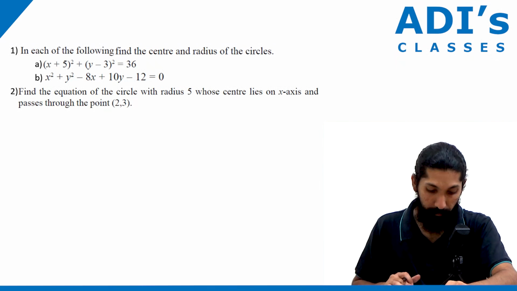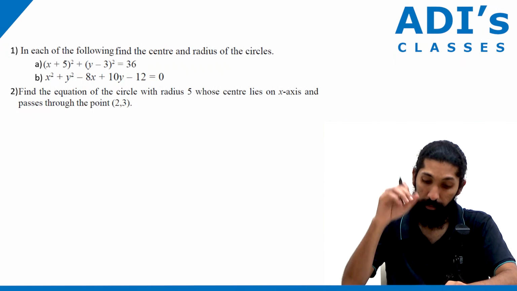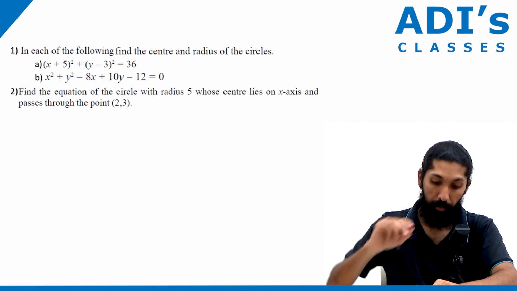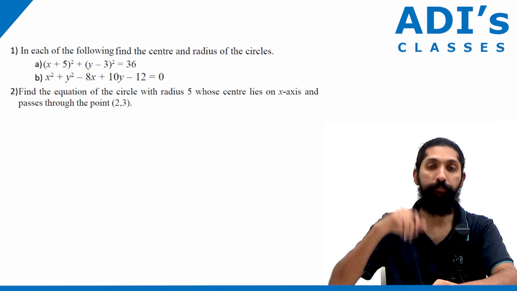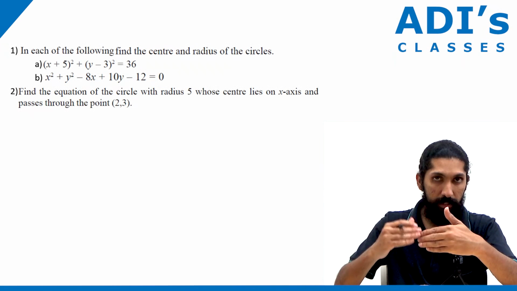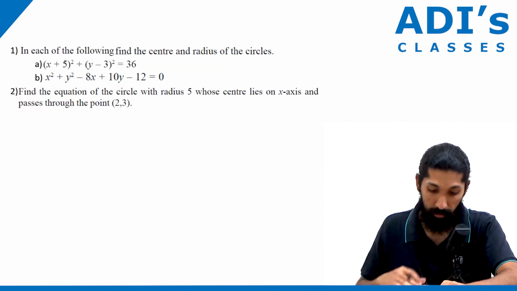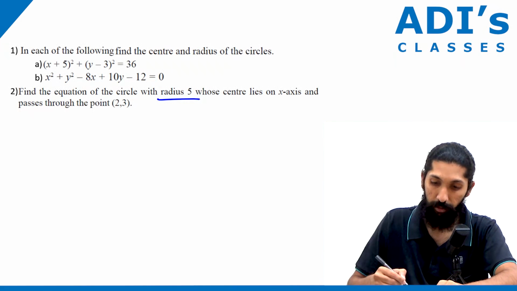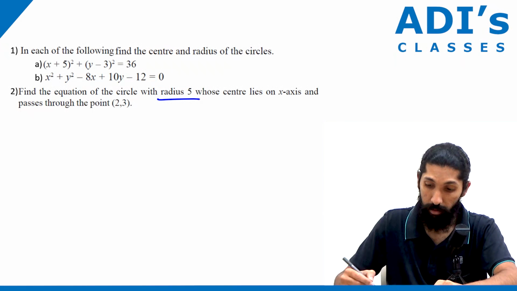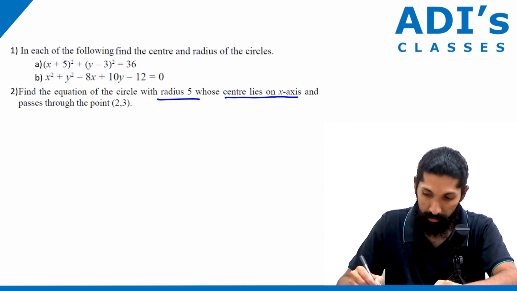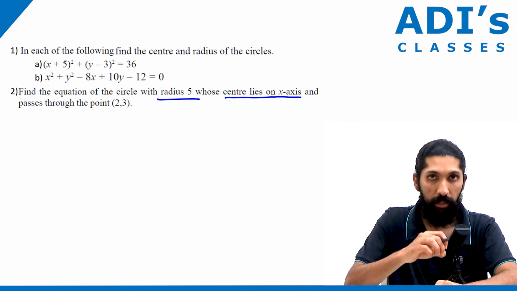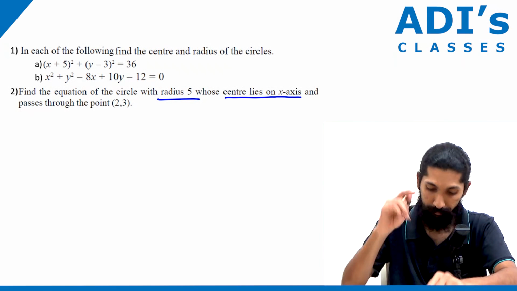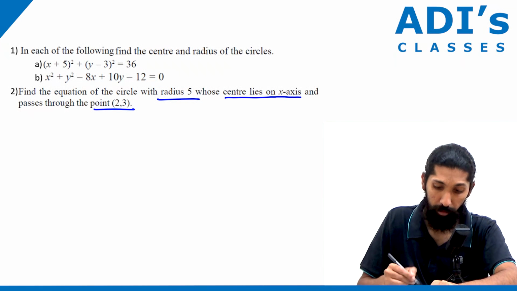Second one: find the equation of a circle with radius 5 whose center lies on the x-axis and passes through the point 2 comma 3. Okay, now let's break the question and go stepwise. Find the equation, let that one be. Radius is 5. The r value is 5. Center lies on the x-axis, so the y coordinate would be 0. Correct? This is one thing.